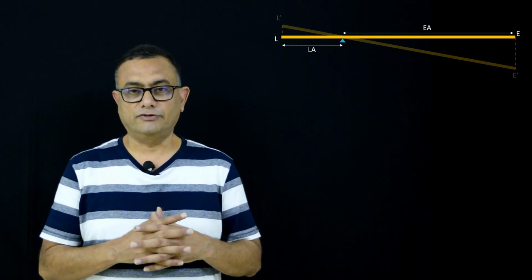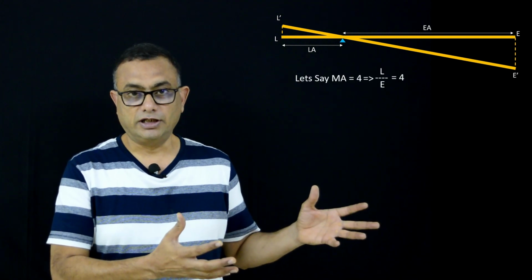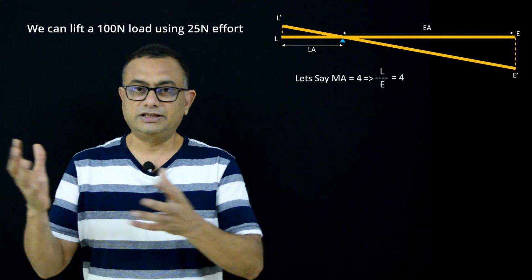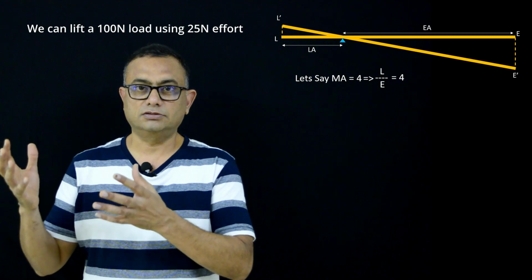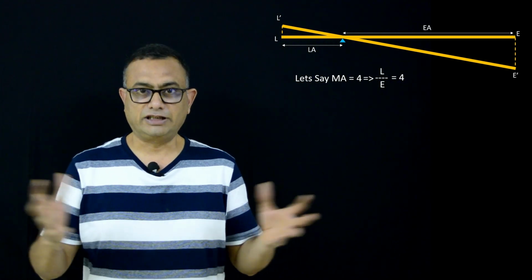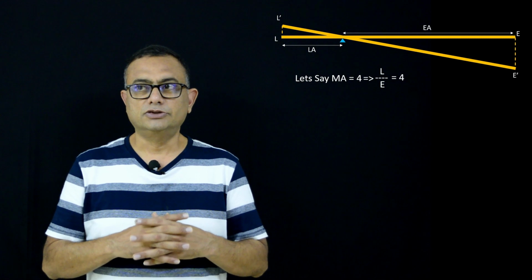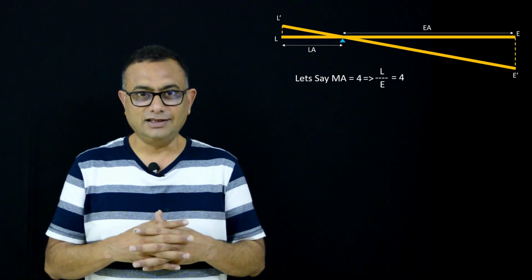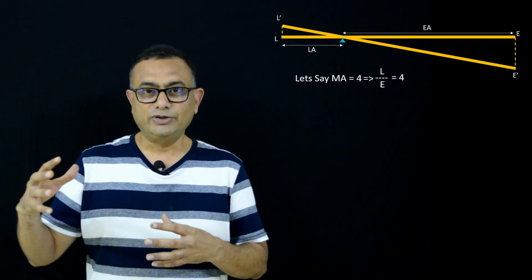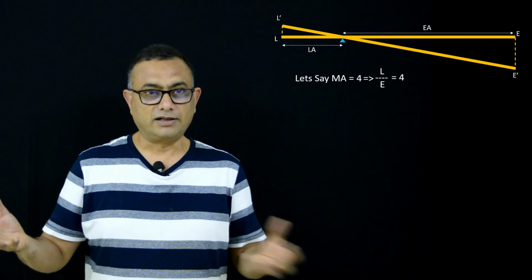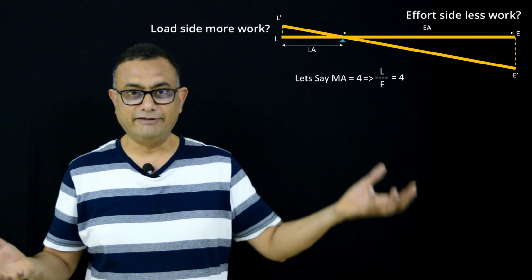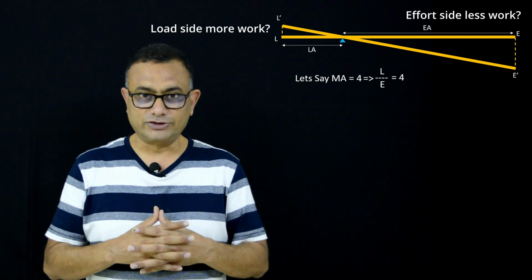While discussing the concept of mechanical advantage, we've seen that using lesser effort, we are able to lift loads which are heavy. For example, we may be able to lift a 100 Newton load by just applying 20 Newton or 25 Newton of effort with a mechanical advantage of 4. So is this by any chance violating the conservation of energy? Are we doing less work at the effort side and delivering more work at the load side?